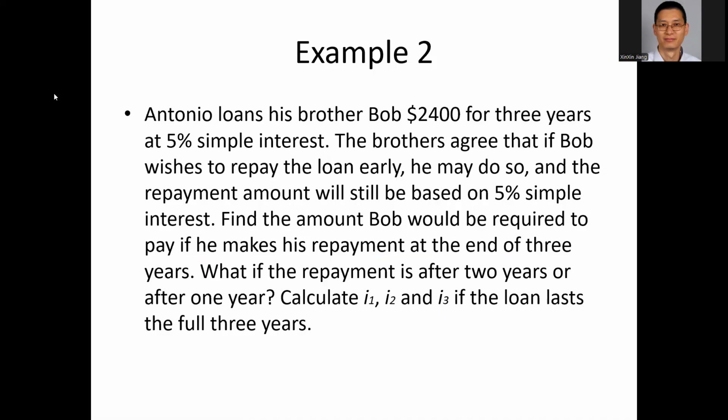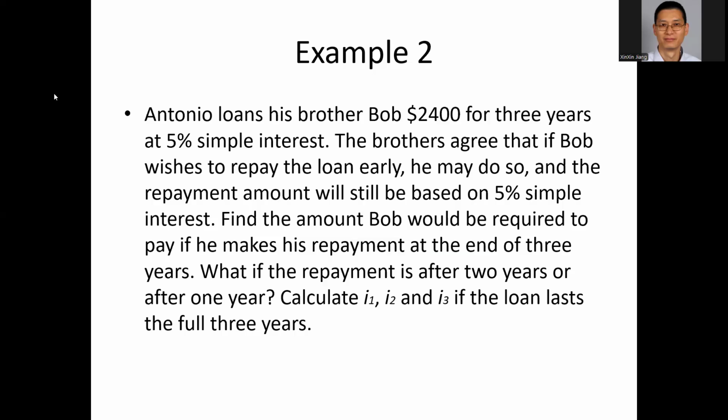Example 2. Antonio loans his brother Bob 2,400 for 3 years at 5% simple interest. The brothers agree that if Bob wishes to repay the loan early, he may do so, and the repayment amount will still be based on 5% simple interest. Find the amount Bob would be required to pay if he makes his repayment at the end of 3 years.